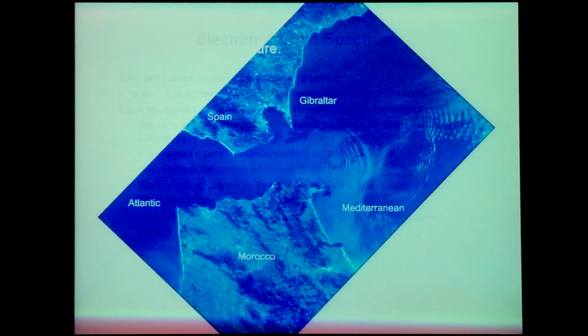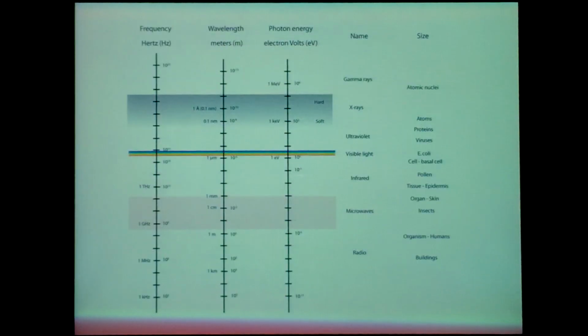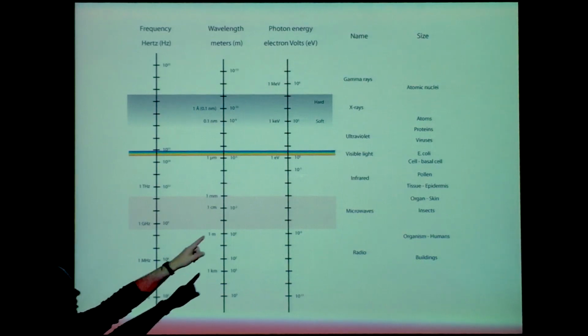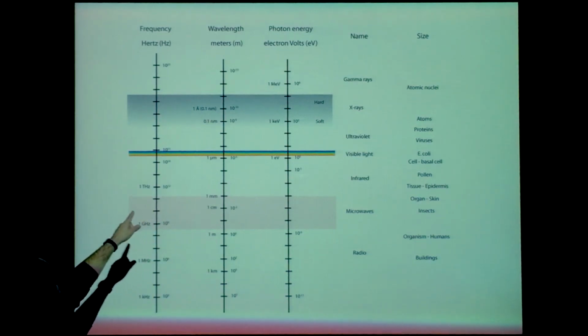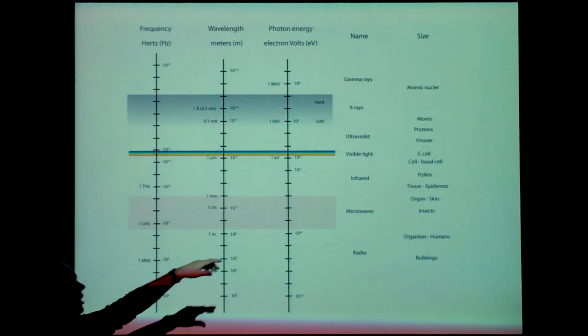Now, I went into this last time. I'm going to skip over this very quickly, but just to say that X-rays are part of the electromagnetic spectrum. And if you look at the electromagnetic spectrum, visible light is about 1 micron, 10 to the minus 6 meters. You can express that in terms of energy. It's about 1 eV, and that's about the size of E. coli or cells.